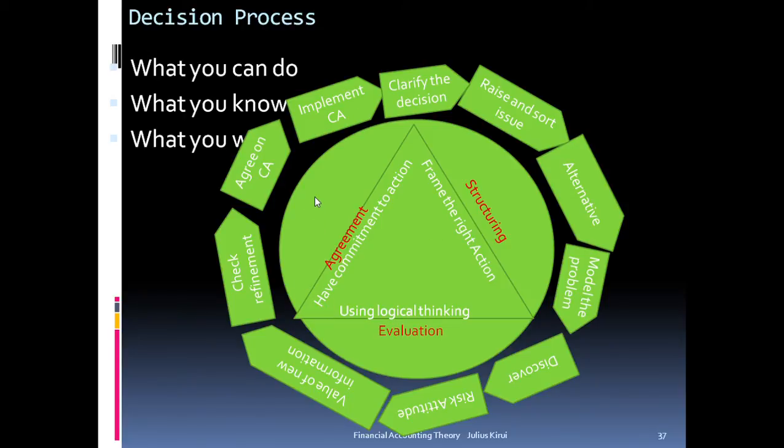So these are processes which are followed in the decision process. So anytime you're making decisions, you are supposed to follow this process. You narrow them down into structuring, develop a structure, then using logical thinking, do evaluation, have commitment to action, that is agreement. You agree on what you are supposed to do. So this gives us the process of decision making. So anytime you're making decisions, what you can do, what you know, and what you want plays a critical role.